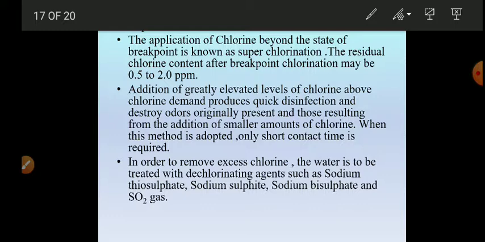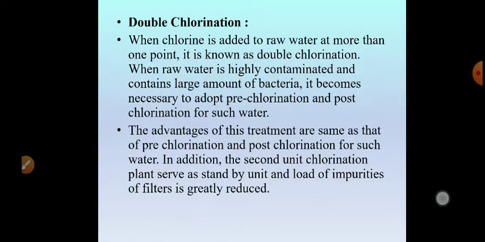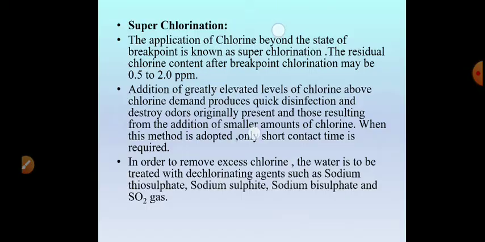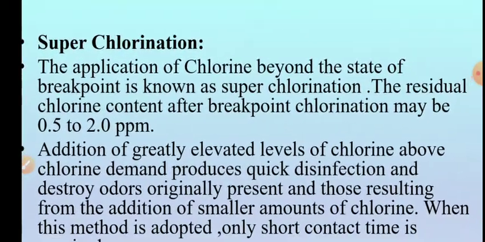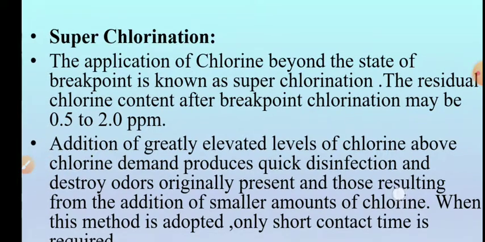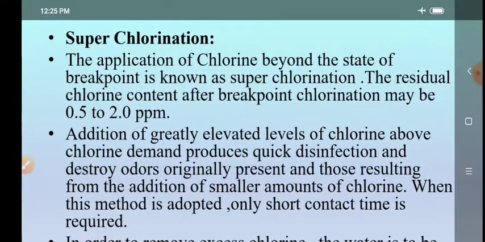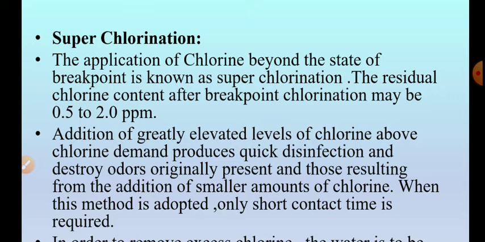The next method which we are going to study here is superchlorination. What is superchlorination? The application of chlorine beyond the state of breakpoint is known as superchlorination. Now you know what is breakpoint chlorination. So application of chlorine far above breakpoint is known as superchlorination. The residual chlorine content after breakpoint chlorination may be 0.5 to 2 ppm. So superchlorination is adding excess of chlorine beyond breakpoint so that the residual is 0.5 to 2 ppm of chlorine.